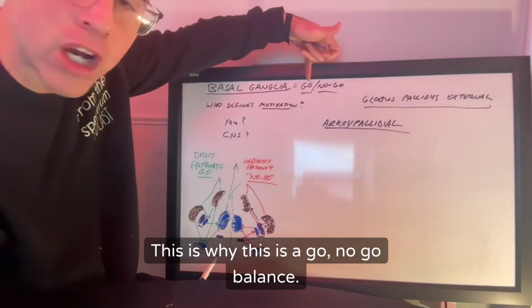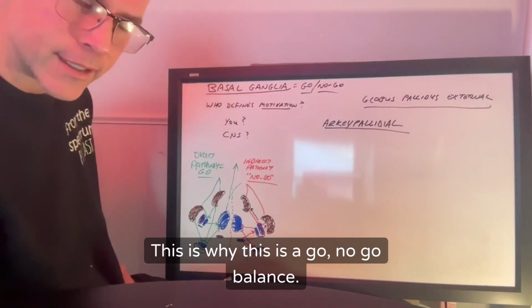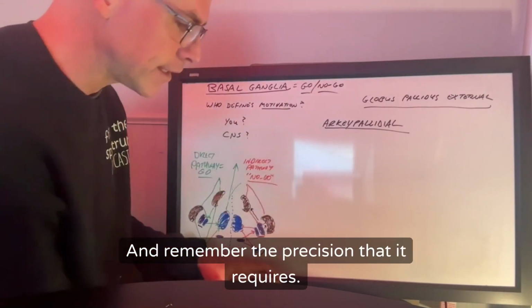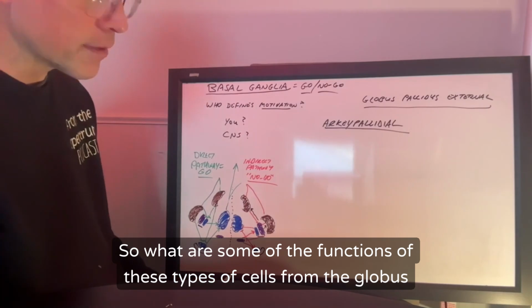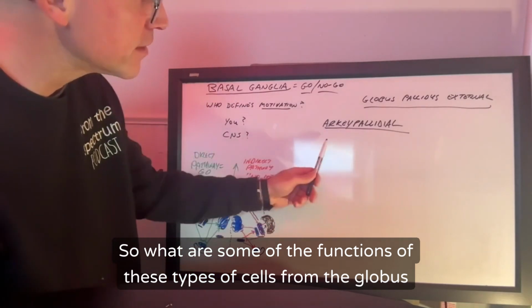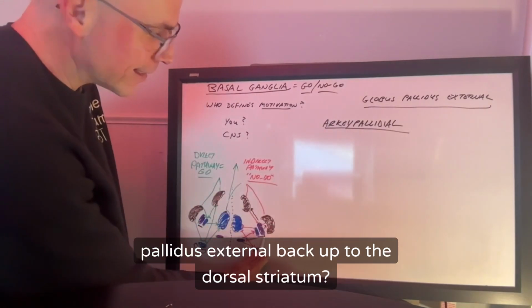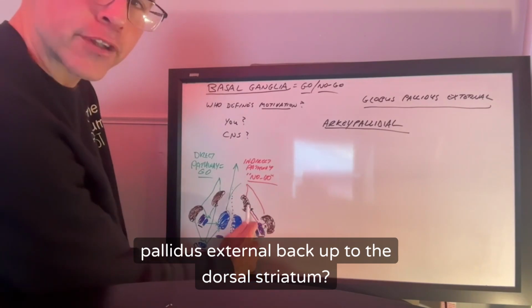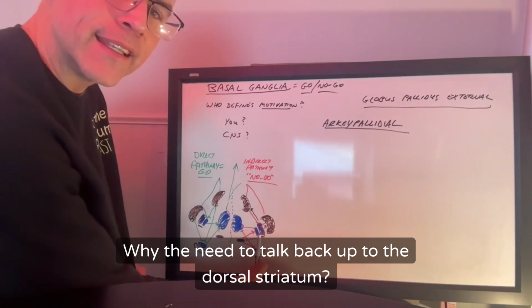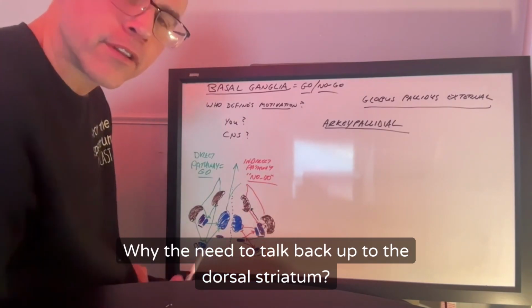This is why this is a go, no-go balance. And remember the precision that it requires. So what are some of the functions of these types of cells from the globus pallidus external back up to the dorsal striatum? Why the need to talk back up to the dorsal striatum?